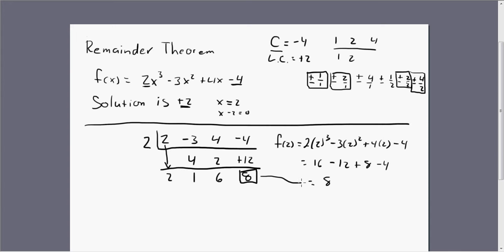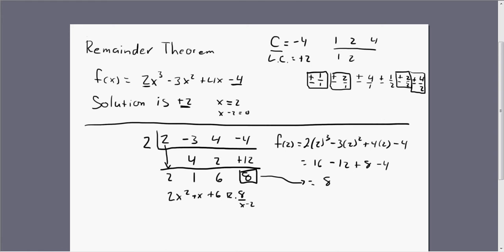Well, if you look, we just found that using the remainder theorem. What we also know is that if you divide this by x minus 2, you'd be left with 2x squared plus x plus 6 with a remainder of 8 out of x minus 2. So clearly our x minus 2 did not work. Our solution was not positive 2.